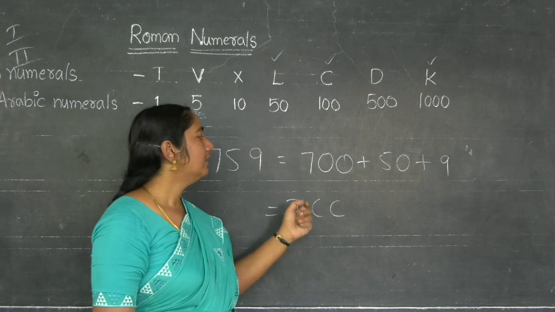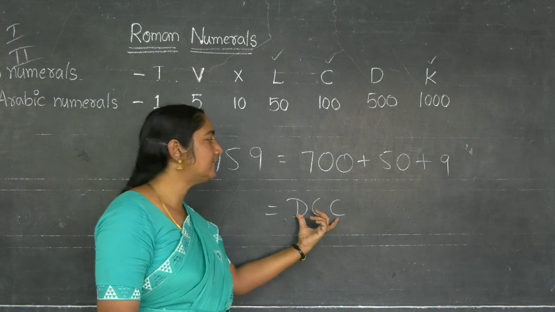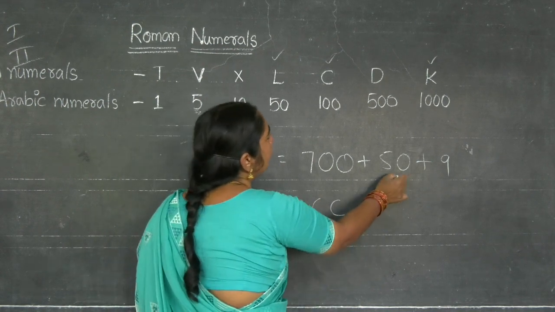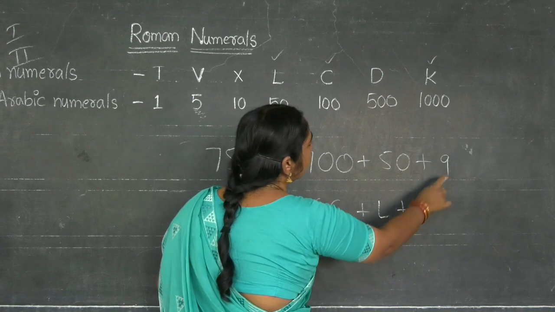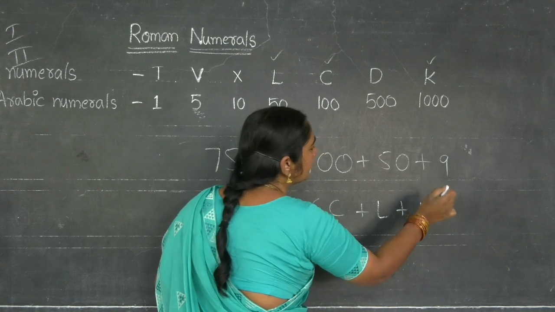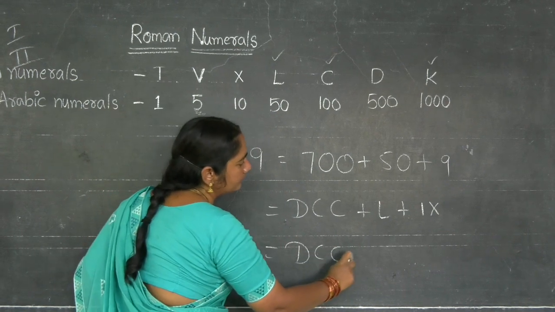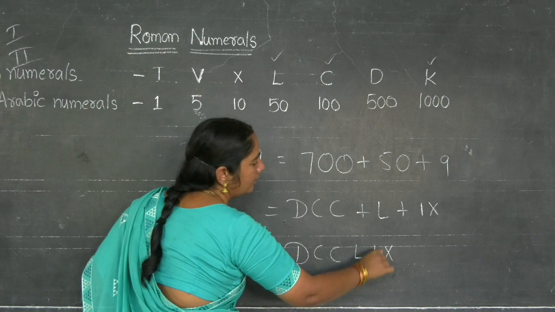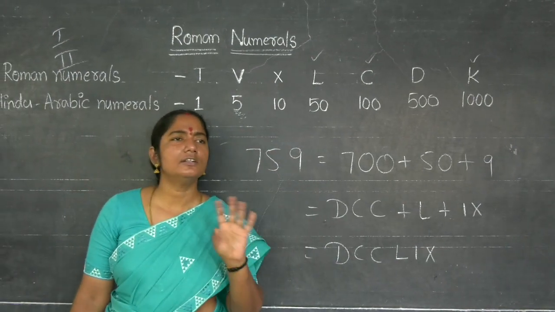This is 500 plus 100 plus 100. That means this is 700, plus this is 50. 50 is written as L, plus 9. 9 is nothing but 10 minus 1. Now, so this is 759. I think now we have got some idea.